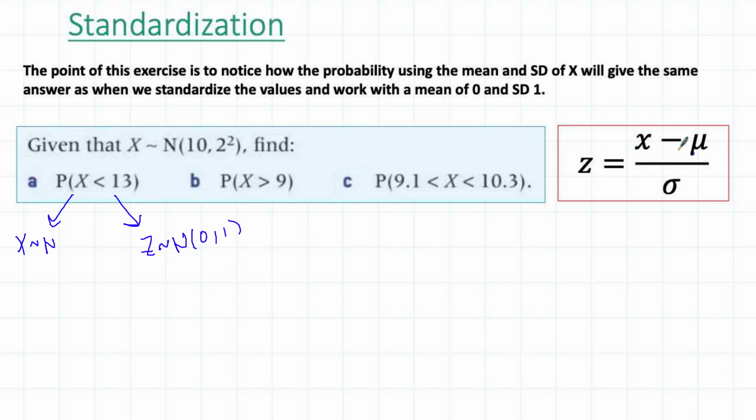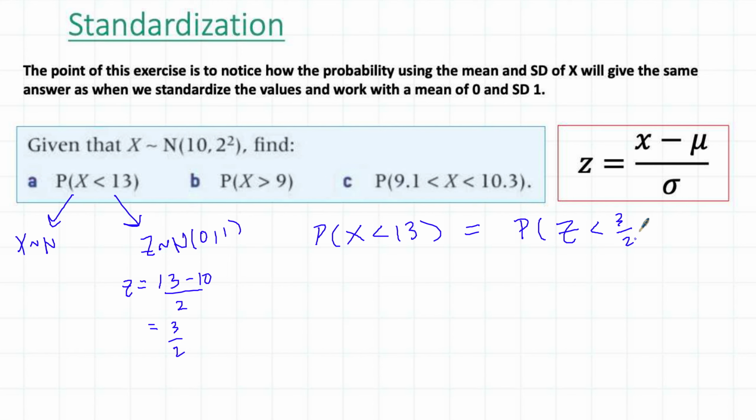Well, I need to use the formula to know what it would look like. So the equivalence of 13 in the standard normal distribution is 13 minus 10 over 2. So that will give me 3 over 2. So the equivalence of 13 in the normal distribution graph is 3 over 2, which means if I compute x less than 13, it should give me the same value as if I computed z less than 3 over 2. This has a mean of 10 and standard deviation of 2, and this has a mean of 0 and standard deviation of 1, but they should give me the same answer.